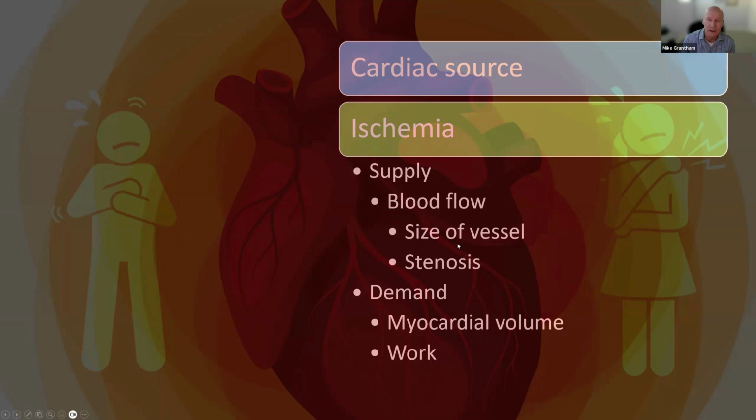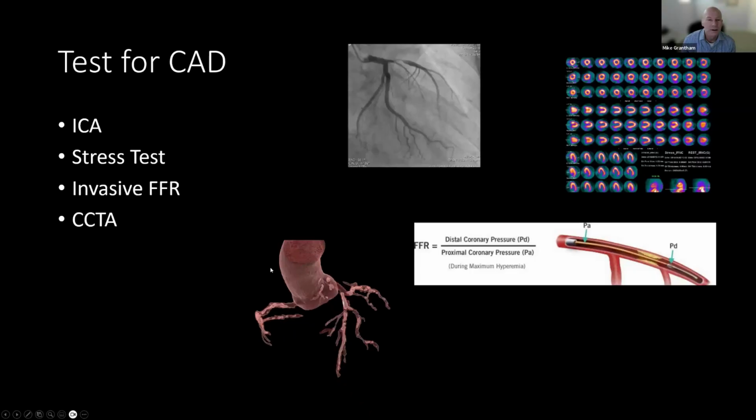Ischemia is a lot like economics. It's really a problem of supply and demand, and there's a number of factors that go in to determine whether the supply is meeting that demand and causing ischemia. And there's a number of different tests that you can order for your patients to figure out if they do have ischemia, and we'll briefly touch upon those.